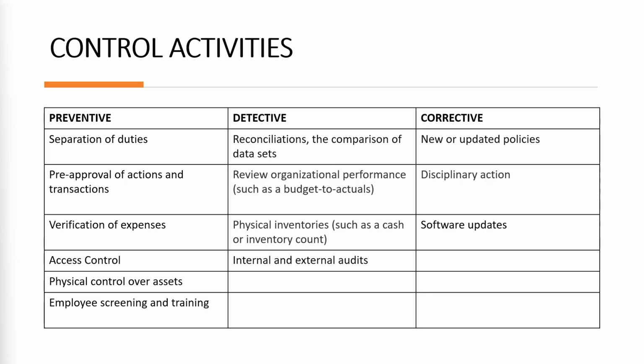Preventive controls aim to prevent fraud initially by distributing responsibilities and implementing physical security measures. Examples of preventive controls are separation of duties, pre-approval of actions and transactions, access controls, or physical controls over assets. Detective controls are used to identify fraud despite preventive measures through reconciliations, reporting, and audits. Corrective controls are implemented post-fraud to rectify issues and prevent recurrence through disciplinary actions, software updates, or new policies.